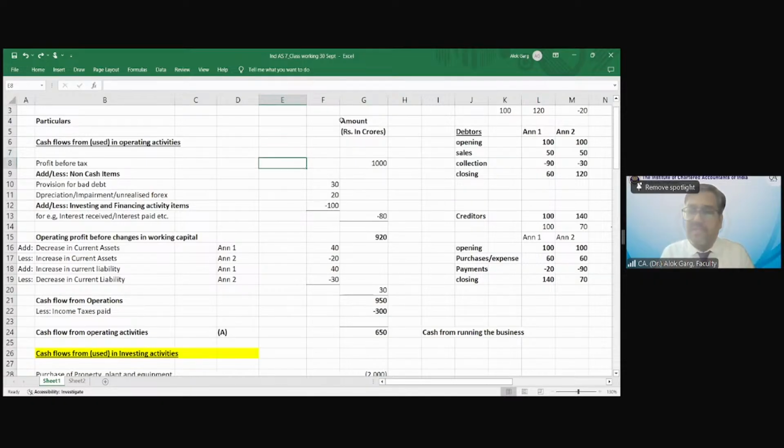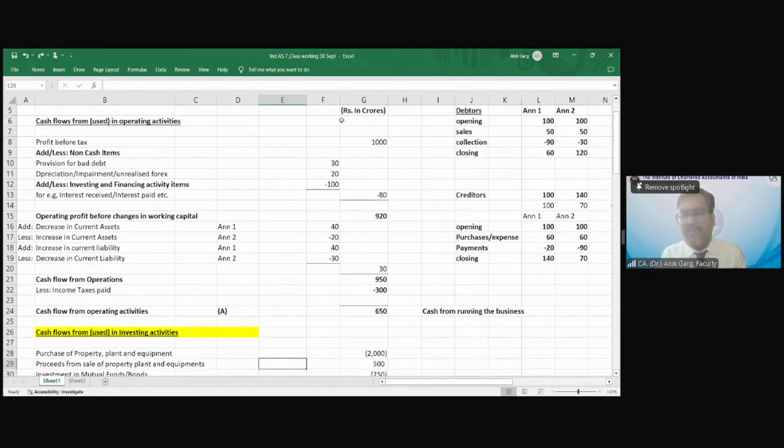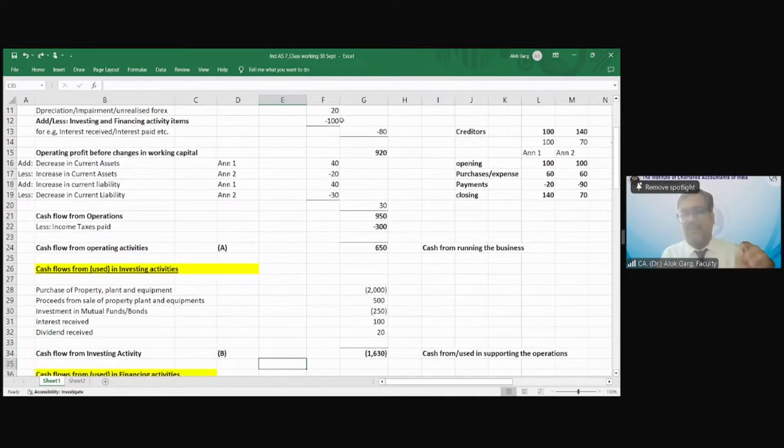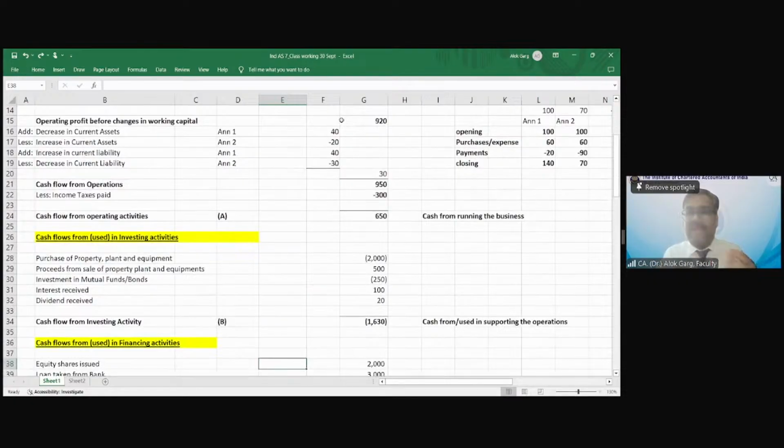For investing activity and financing activity, it doesn't matter, either it is direct method or indirect method, you are always presenting the actual cash received and actual cash paid for investing and financing activity. That's all for investing and financing activity, right?